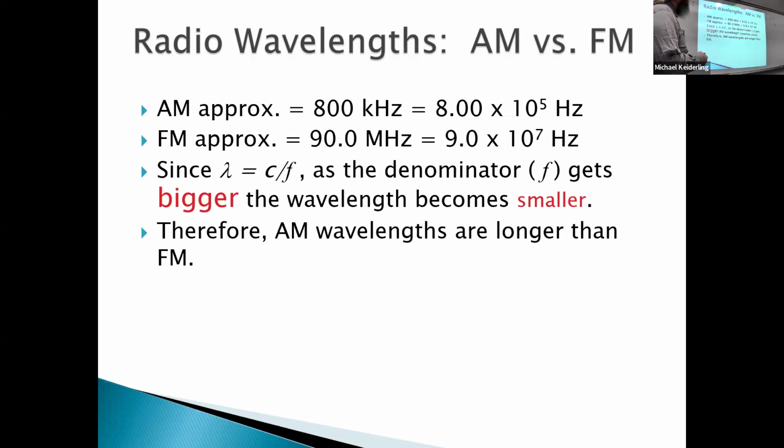Because wavelength is speed of light over frequency, as the frequency gets bigger, the wavelength gets smaller. AM wavelengths are longer than FM wavelengths by about a factor of 100, because they differ in frequency by about a factor of 100.